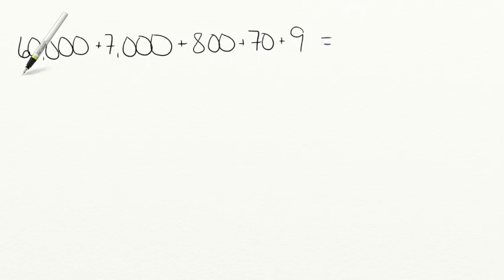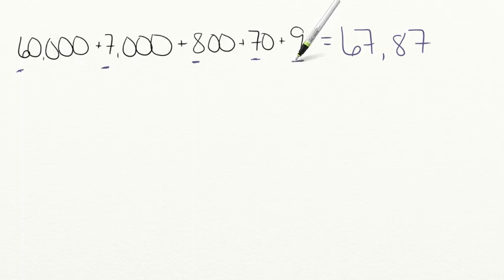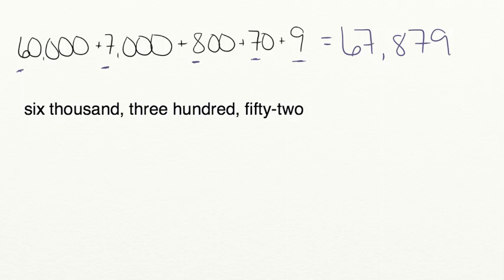Well, we know that in the 10,000s place, we're going to have a 6. And in the thousands place, we're going to have a 7. So we're going to start with 67,000. In the hundreds place, we need an 8. In the tens place, we need a 7. And in the ones place, we need a 9. So we can say this number as 67,879.